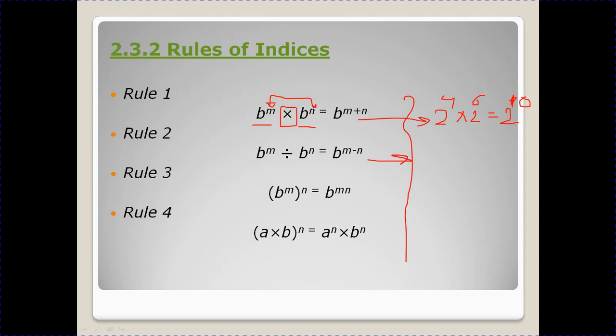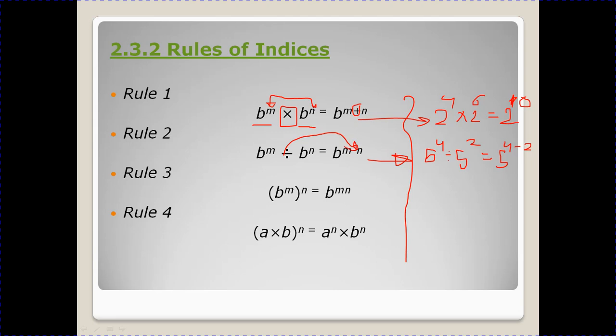Now, the case of division: p to the power m divided by p to the power n. Now, my division becomes subtraction. Again, if I have 5 to the power 4 divided by 5 to the power 2, this is 5 to the power 4 minus 2, which is 5 to the power 2. Now, I said multiplication becomes addition. Division becomes subtraction.